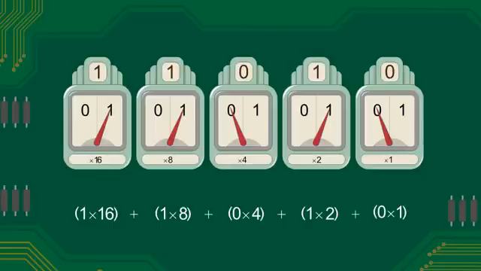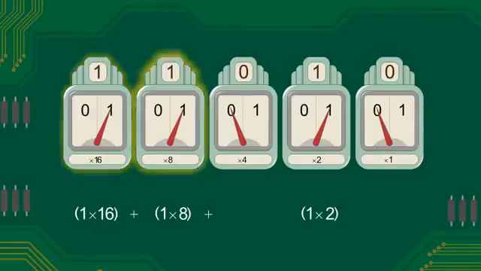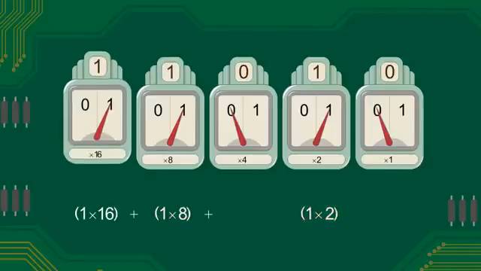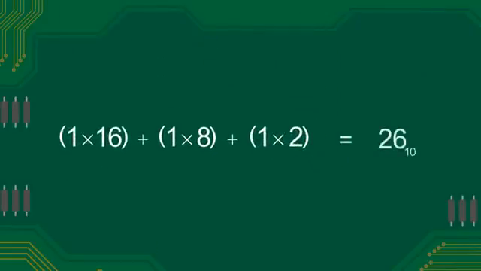Since the digits are either 1 or 0, the calculation is simple. We just add the multipliers of all the columns which contain ones. For example, the binary number 11010 represents 16 plus 8 plus 2, which is equal to 26.